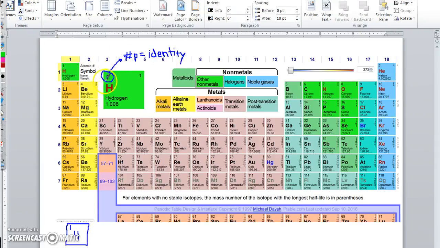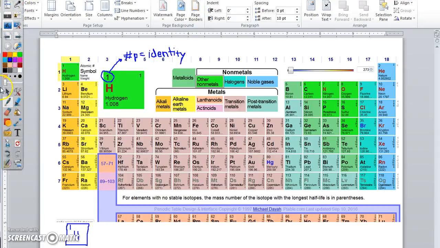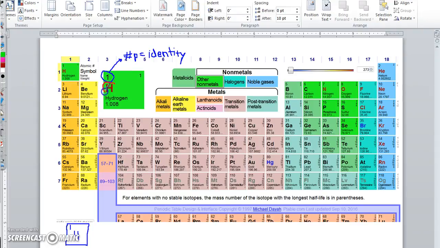Okay, so this number 1 is the number of protons in the atom, and it's also the identity of the atom. Right here, let's go ahead and get a different color. I'm going to circle the letter H, and this is just called the atomic symbol. So I'm just going to write out here symbol. You do not need to memorize these, but it would probably benefit you to become familiar with them.